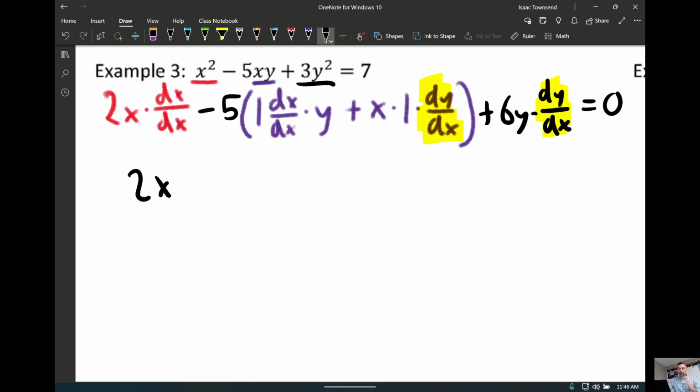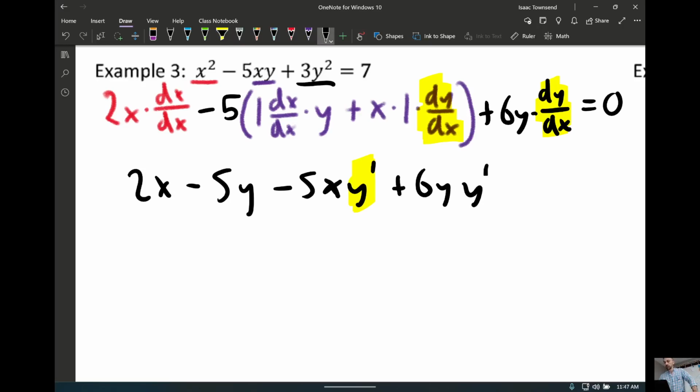So I've got 2x times 1. I'm going to distribute this negative 5. It's like negative 5 times y and negative 5 times x dy dx. Again, I'm just making it look like y prime. Y prime and dy dx are the same thing. Plus 6y y prime. There were 2 times I took the derivative of y with respect to x, so there are 2 times I need a dy dx or a y prime.